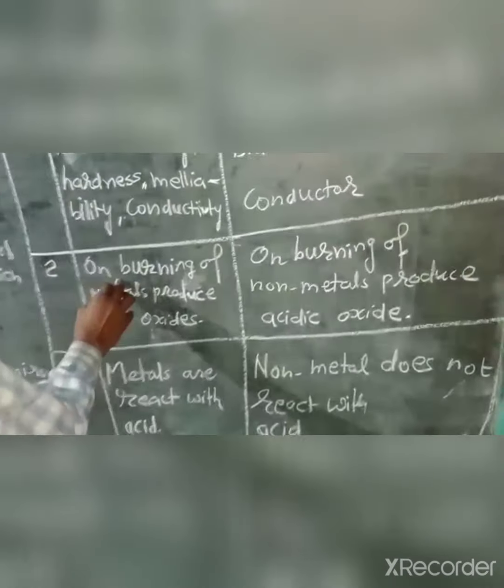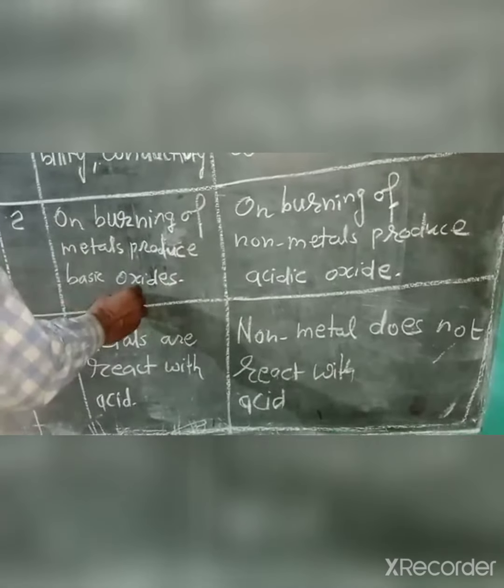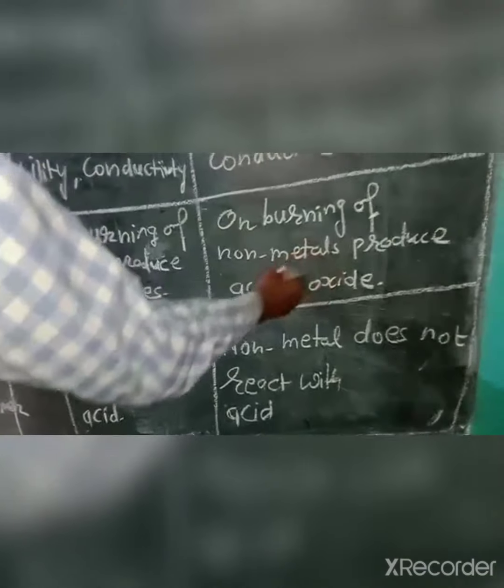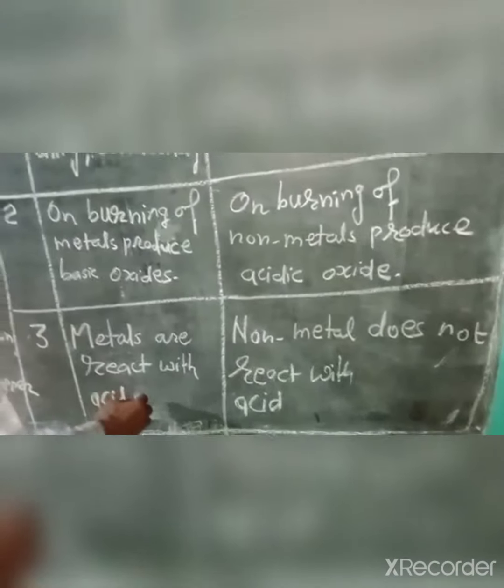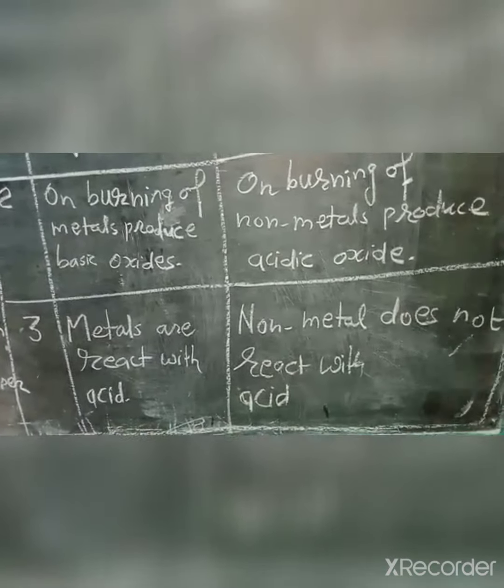On the burning of metals, they produce basic oxide. On the burning of non-metals, they produce acidic oxide. Metals react with acid. Non-metals do not react with acid.